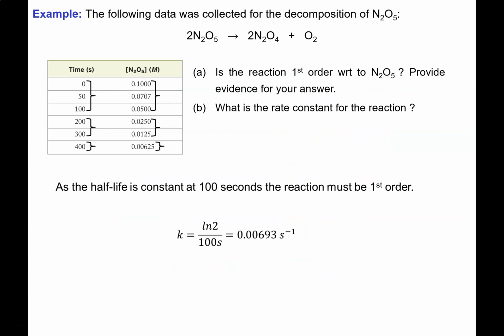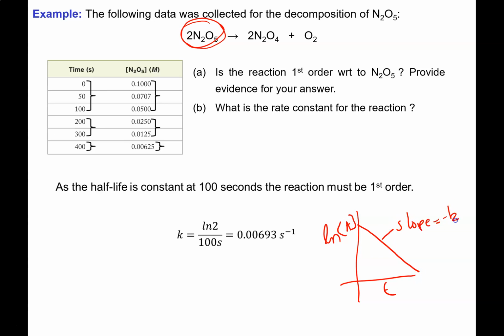Okay, so this is an example of doing that. It says the following data was collected for the decomposition of N2O5: 2N2O5 goes to 2N2O4 plus O2, and we notice we have only the one reactant. The question then asks, is the reaction first order with respect to N2O5? Provide evidence for your answer. So what I could do is plot log of my concentration against time. It should have a negative slope, and then that slope would be equal to minus k.